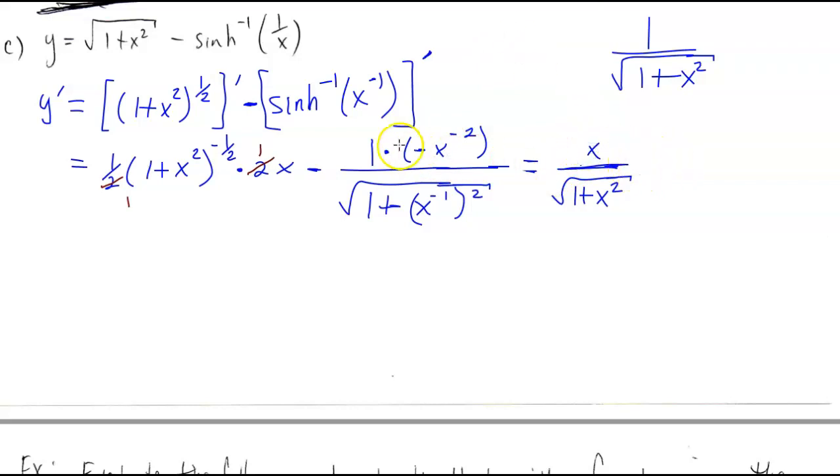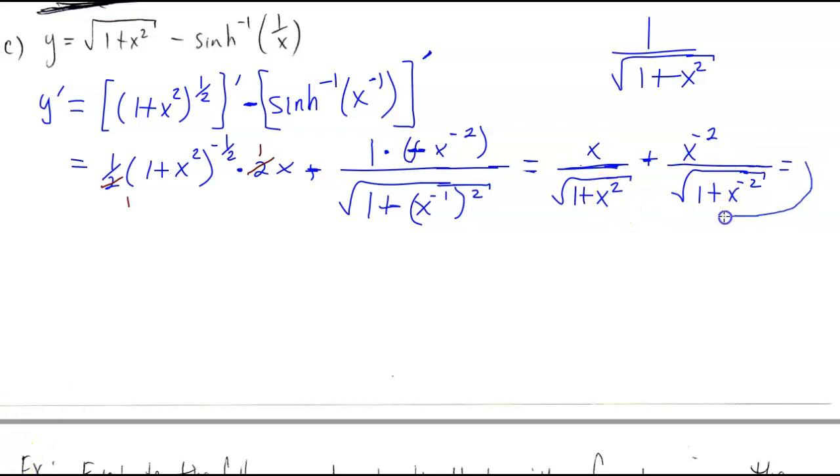All right, and so for our second term, we see we have a negative times a negative, which will end up giving us a positive here. And we have x raised to the negative 2. And this will be over square root of 1 plus x raised to the negative 2 here.